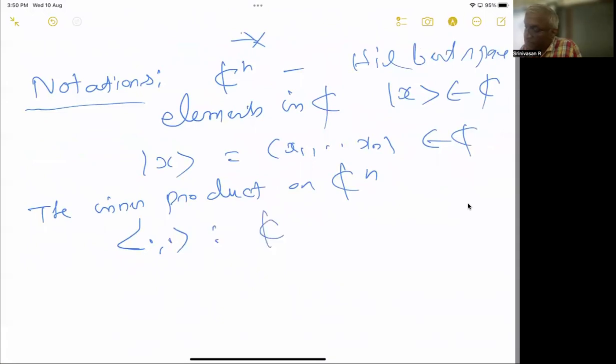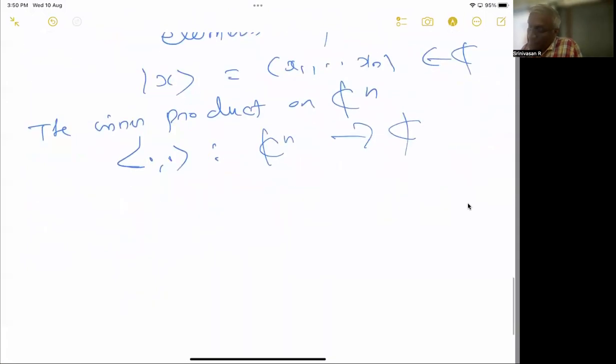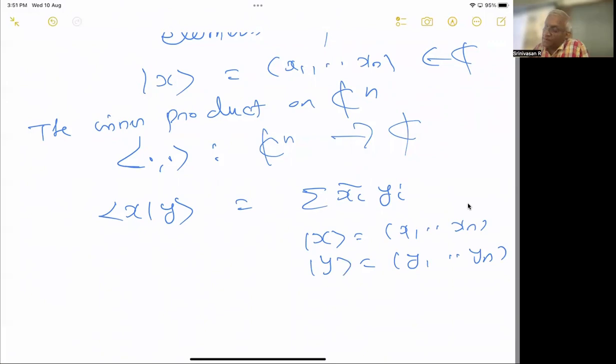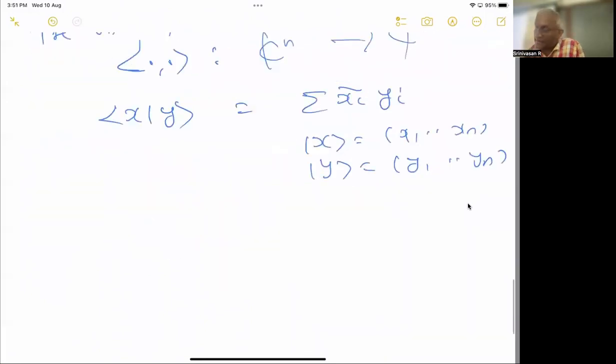It's a function from Cn to C, which is given by, if you have an x like this, and it's y, you just write it like this. It is in fact given by summation xi bar yi, if x equals this and y equals this. You must know this from linear algebra. This is an inner product on this. So we have a vector space Cn and an inner product on it.